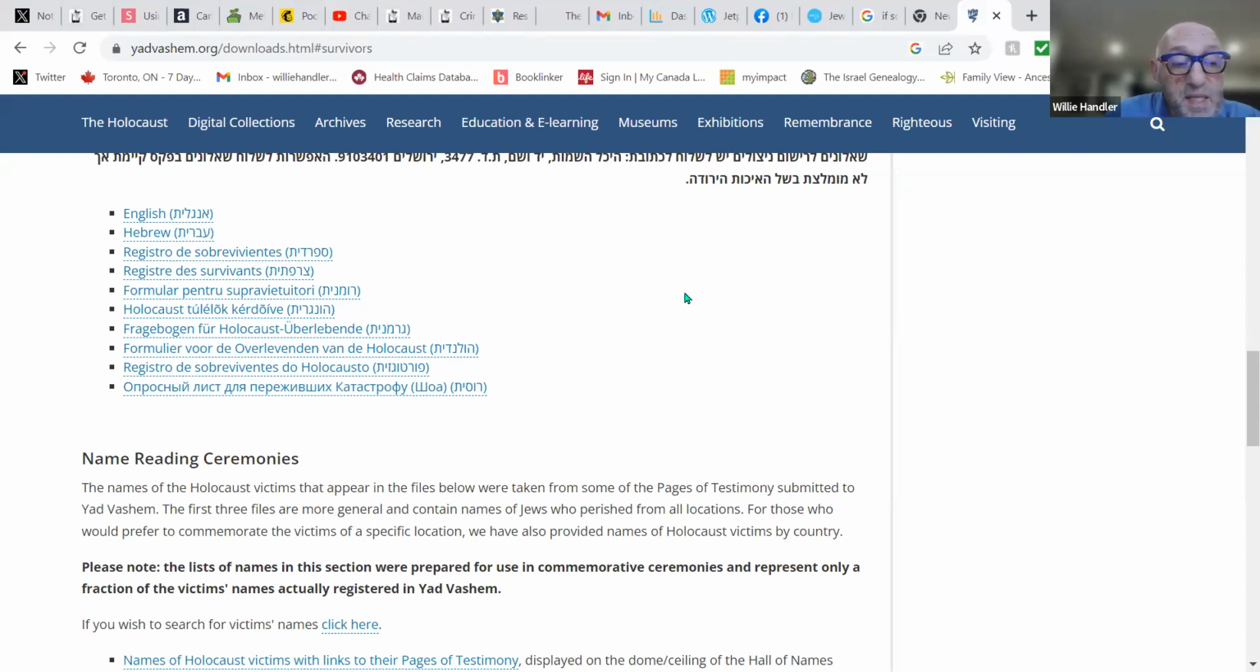It is intended to be completed by the survivor, but if they're no longer around, then a family member can complete it, and they will ask who is completing it. And so that is basically what it takes. You download the forms and you send them in, and after several months, they will add it to the database.